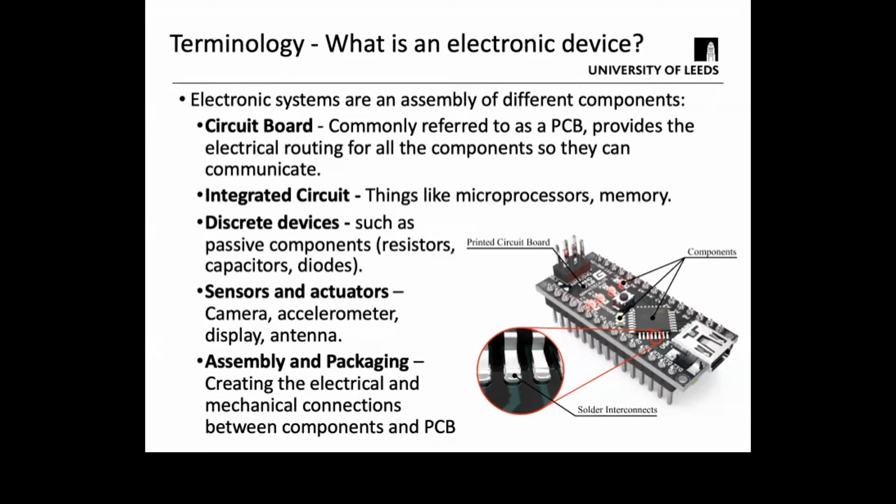So typically that starts with a circuit board, commonly called a PCB or printed circuit board. This substrate provides a platform for all the electrical routing so that all these different components can communicate with each other. In terms of components, you typically have things like integrated circuits. So these are things like the microprocessors, the memory, and other integrated circuits.